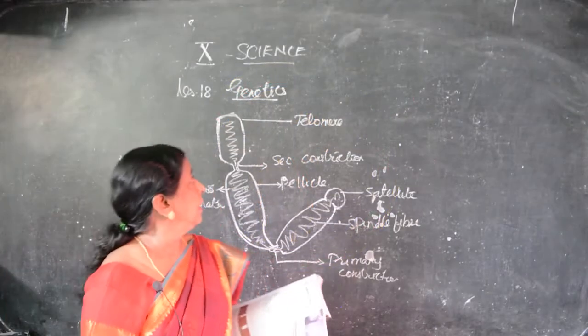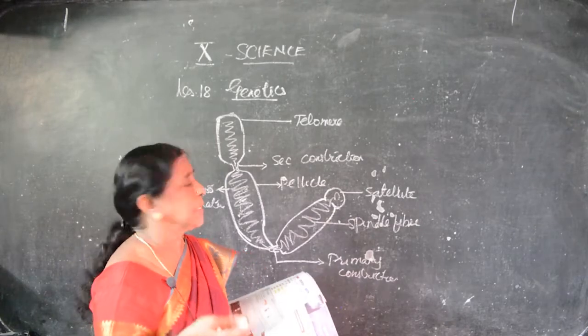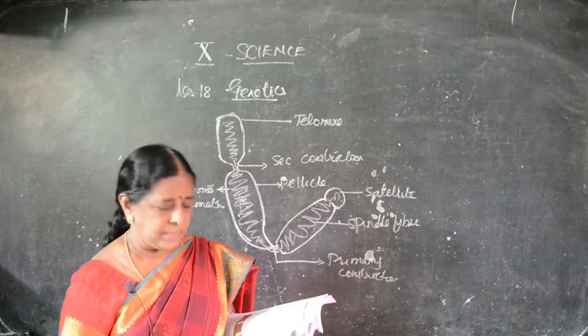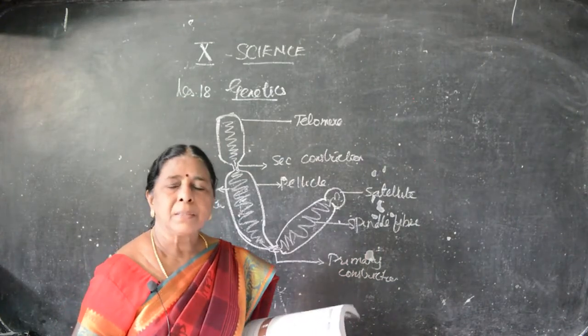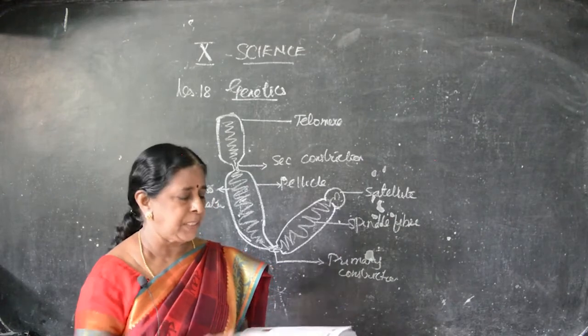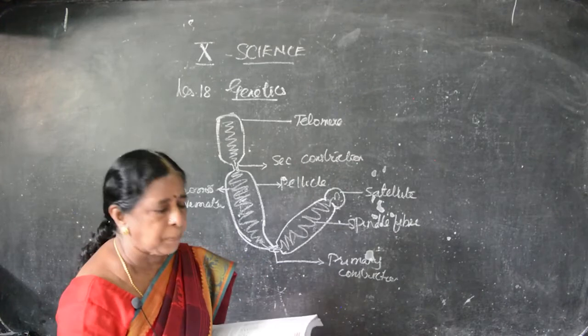Good morning, children. Now, for 10th standard, we have already taken lesson number 18, genetics. In this, we have completed 2 pages. Who is Mendel? How did he come to be known as the father of genetics, and how did he prove his research by using the pea plant?